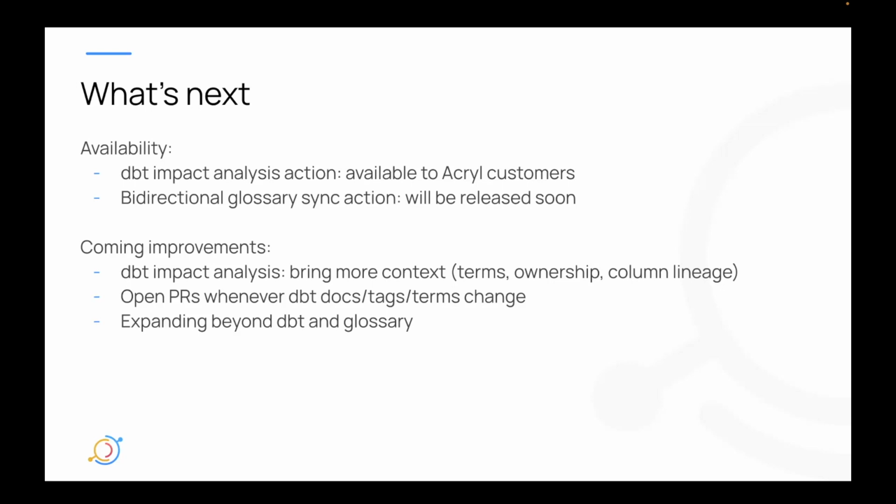So for example, on the DBT impact analysis, bringing in more context. What are the terms and ownership associated with all of the downstream assets that were changed? Potentially also opening PRs so that you can synchronize those DBT schema YAML files with the changes that happen in DataHub, and then maybe expanding beyond just DBT and the glossary into things like, say, LookML. So exciting stuff.